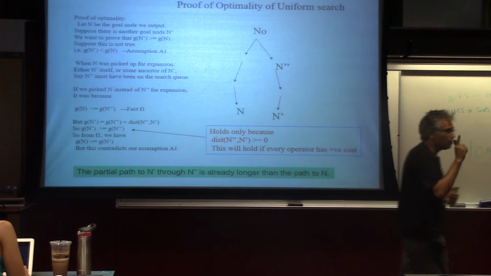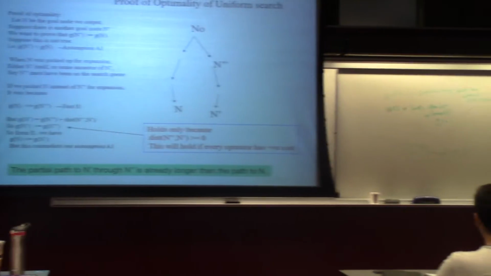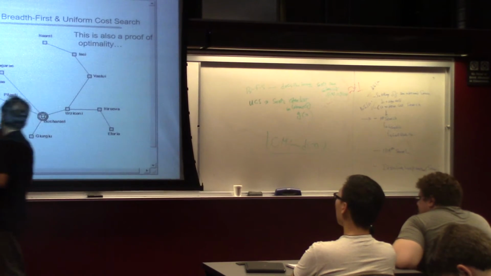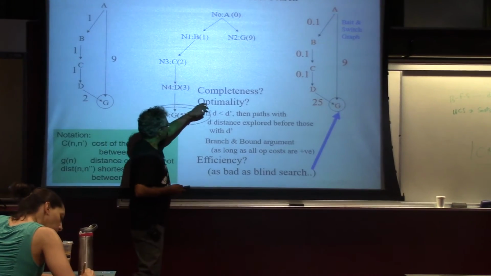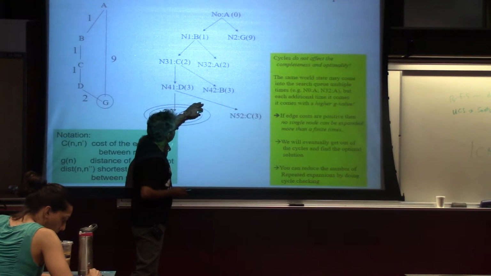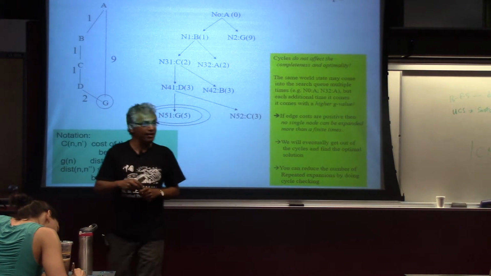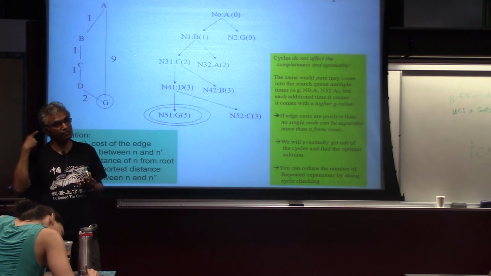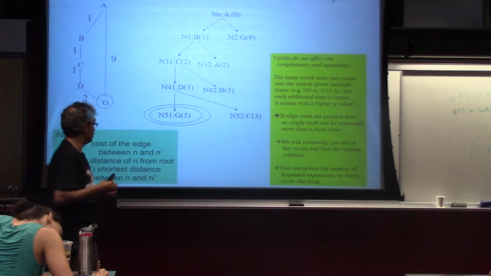So you need one more condition. Not only should the edges be non-negative, they should actually be non-zero. So the requirement for uniform cost search to be optimal turns out to be that it's complete, it's optimal. If the edge costs are positive, then essentially you are guaranteed that you would terminate as well as be optimal. That's uniform cost search. Okay.